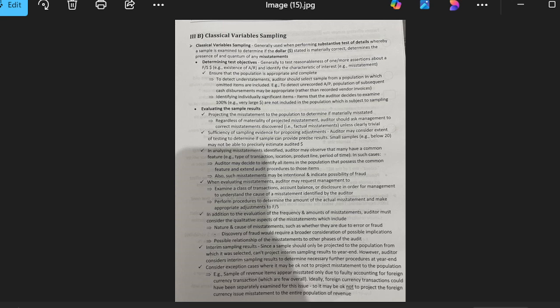In the case of interim sampling results, since the sample should only be projected to the population from which it was selected, they can't project the interim sampling results to the year-end results. However, the auditor considers the interim sampling results to determine the necessary further audit procedures at year-end. For example, consider an exception case where it may not be okay to project the misstatement to the population. A sample of revenue items may show an issue with foreign currency transactions. Ideally, foreign currency transactions should be separately examined for this issue, so it may not be okay to project the foreign currency misstatement to the entire population of revenue.